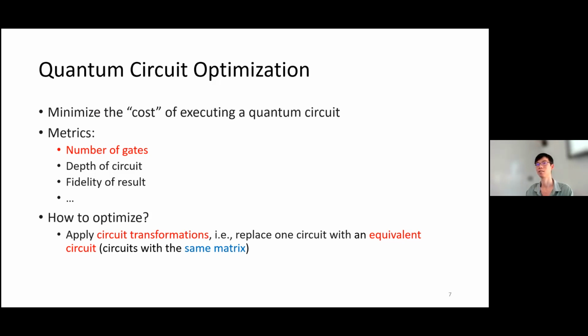So will you increase the depth when you do the circuit transformation? I don't know. Well, it's possible, but I think it's unlikely. Because if you do not increase the circuit depth but only reduce the number of gates, then this will be much better than reducing the number of gates but increasing the depth of the circuit. I think in most cases they are positively correlated.